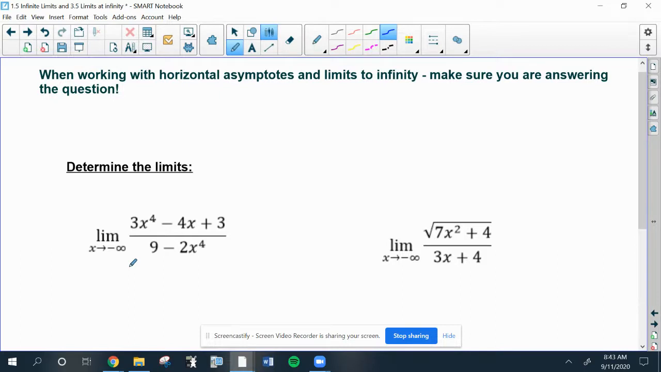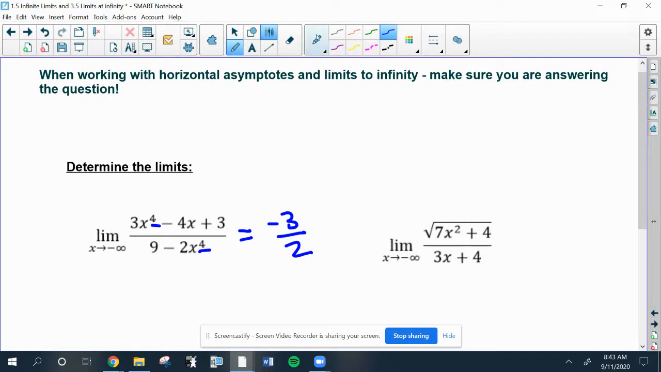So we know that to find the horizontal asymptote of this function, the degree of the top is 4, the degree of the bottom is 4. So we know it has a horizontal asymptote at negative 3 over 2, or 3 over negative 2. So we're done. That's the limit.